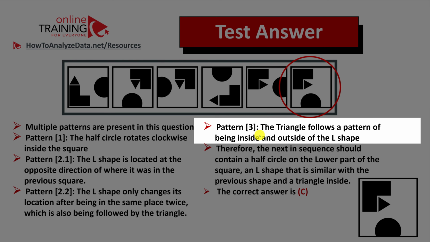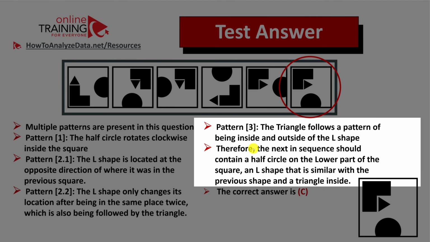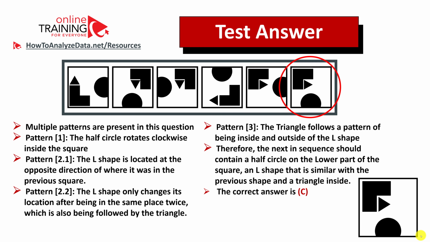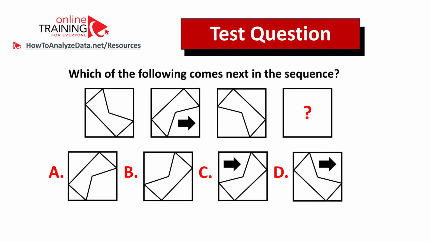And then the last but not least pattern is the pattern of the small triangle. The small triangle here follows the pattern of being inside and outside of the L shape. Therefore, this is why the next item in the sequence should contain a half circle in the lower part of the square, and then the L shape, which is similar with the previous shape and the triangle inside. So the correct answer is choice C. Hopefully you understand what to look for in similar questions in the test.